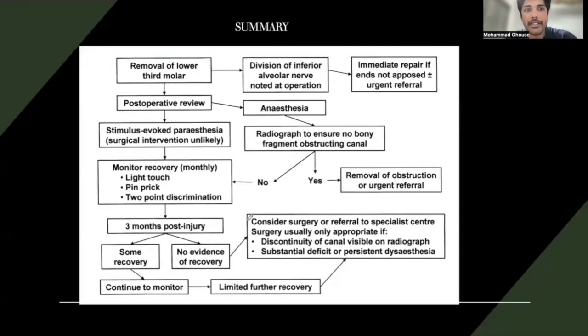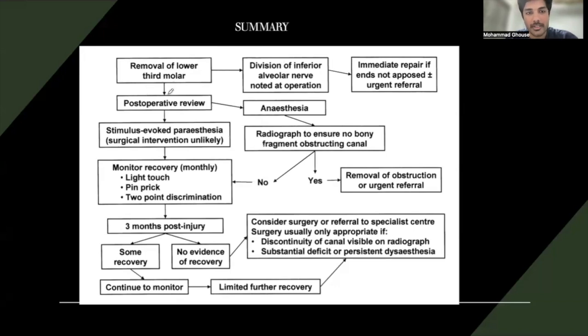So in summary, this is a schematic which shows us how to manage inferior alveolar nerve injury. Suppose after removal of a lower third molar, we see that there's transection of the nerve during the operation, then it warrants an immediate repair. Since most of us are not trained in microsurgical repair, it needs an urgent referral.